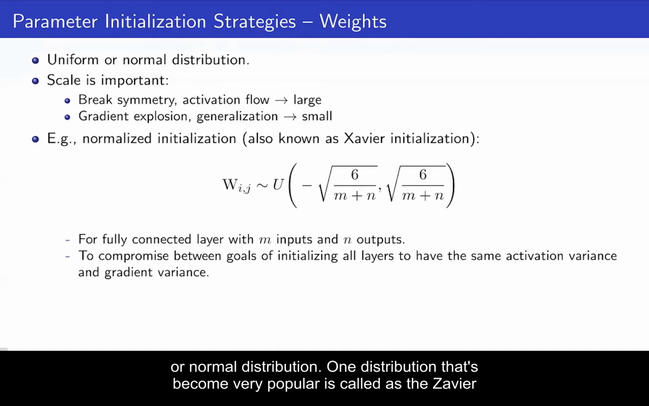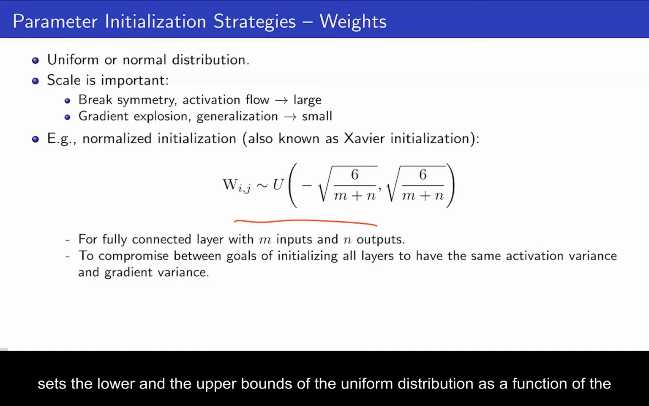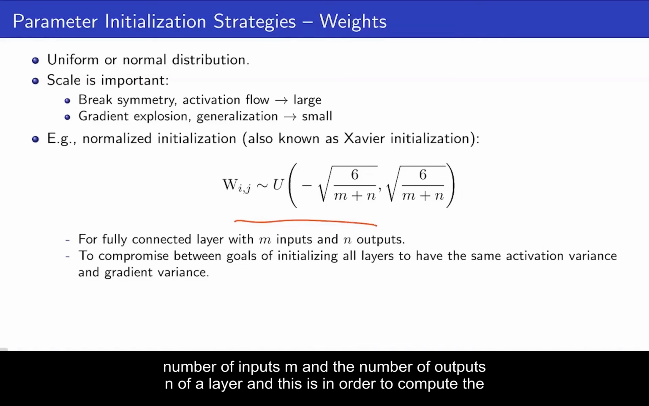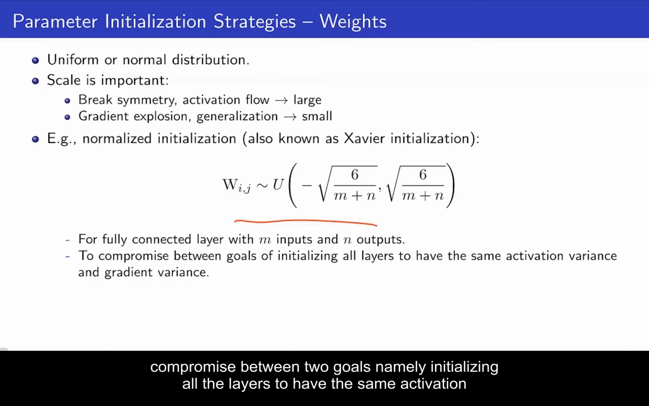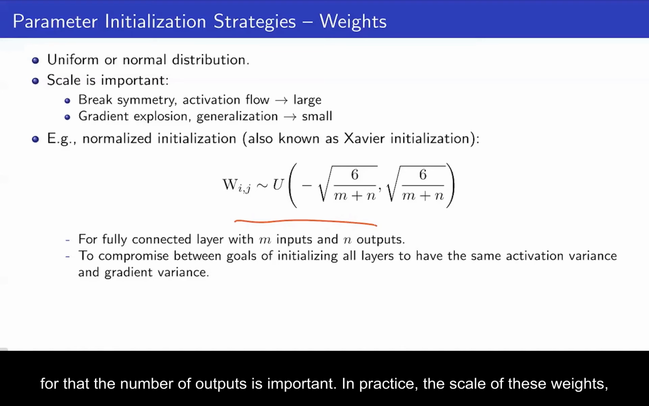One distribution that's become very popular is called the Xavier initialization. And this is from a paper by Xavier Glorot and Yoshua Bengio. This Xavier initialization sets the lower and the upper bounds of the uniform distribution as a function of the number of inputs m and the number of outputs n of a layer. And this is in order to compute the compromise between two goals, namely initializing all the layers to have the same activation variance. So for that, the number of inputs is important, and the same gradient variance. For that, the number of outputs is important.